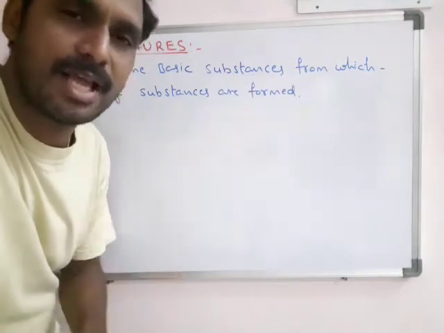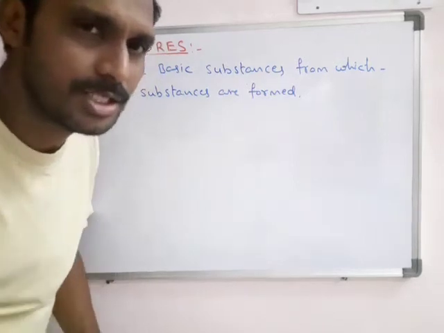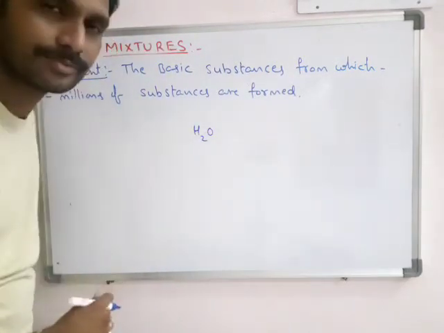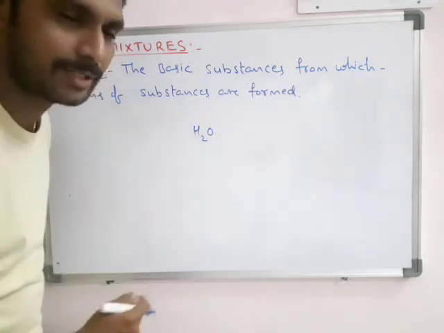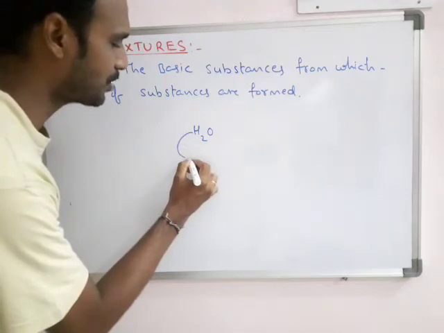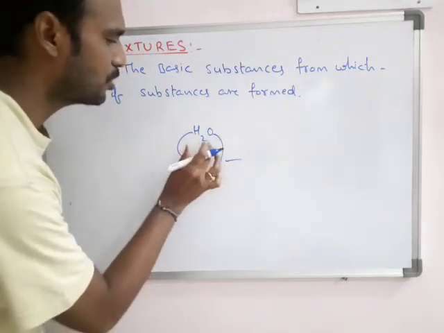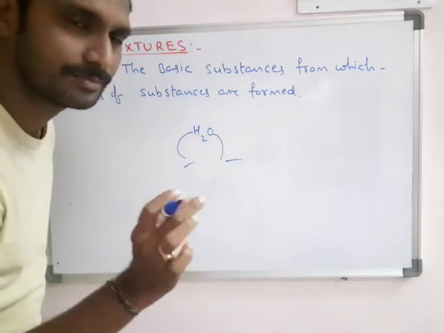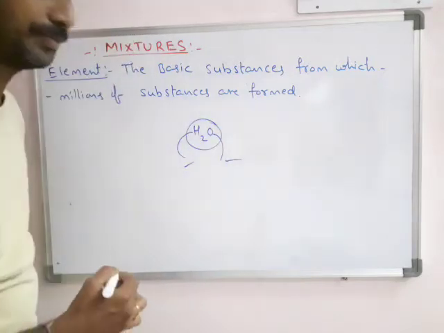For example, just now earlier we discussed water. What is it made up of? Hydrogen and oxygen. It contains two hydrogen atoms and one oxygen atom. Hydrogen belongs to one element, oxygen belongs to another element. So atoms of different elements combine to form H2O.